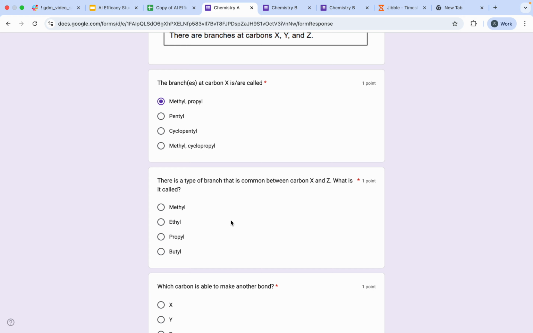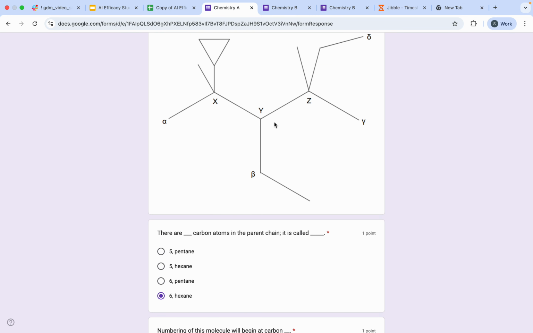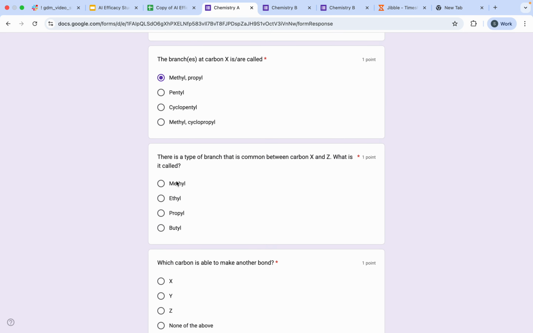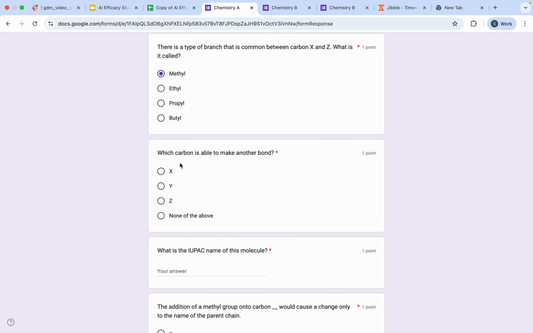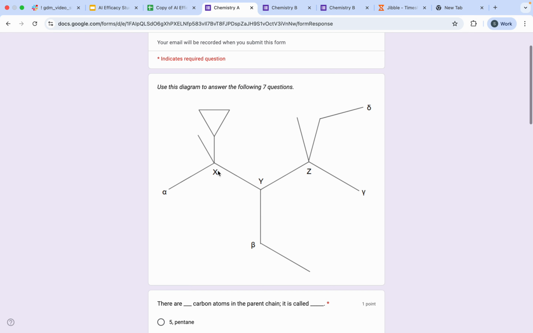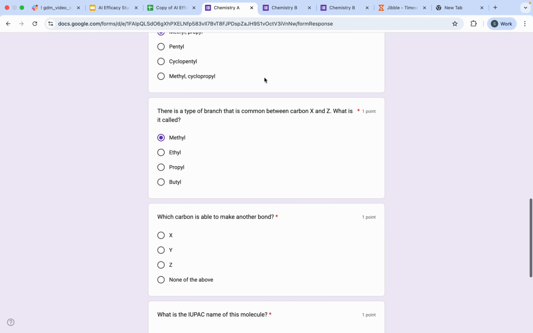What is it called? Let me check X and Z. Okay, so it is methyl. Which carbon is able to make another bond? I think Y is the right answer.